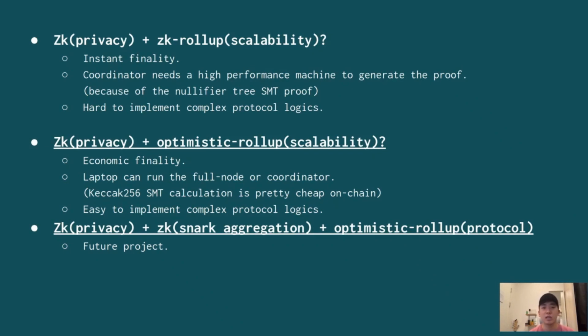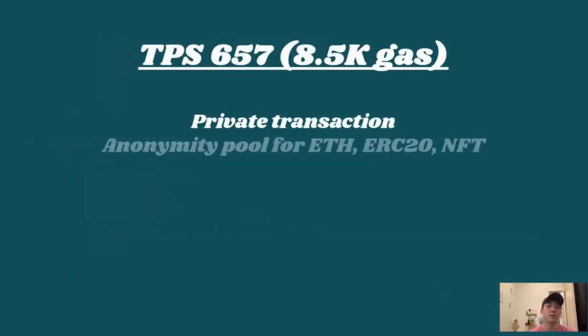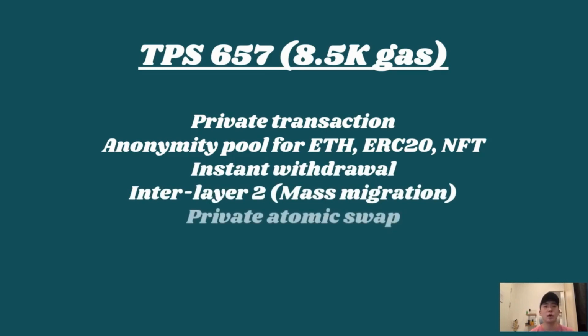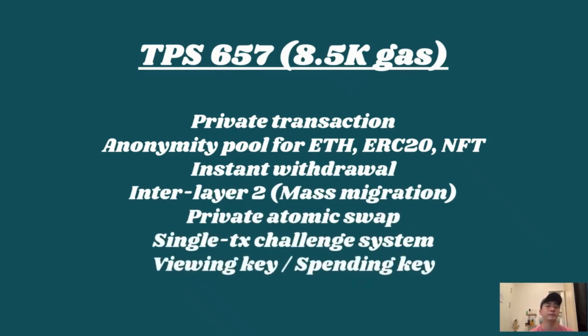The one disadvantage might be that users should wait for the finalization, but as I mentioned, Zkopru has an instant finality feature, so users will not have any inconvenience. So as a result, we could make a 657 TPS network that supports private transactions, one integrated anonymity pool for ETH, ERC20 and NFT, instant withdrawal, mass migration, private atomic swap, single transaction challenge system, and compliance compatible protocol.